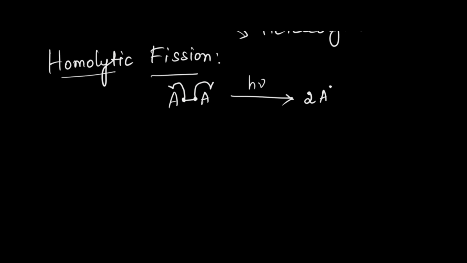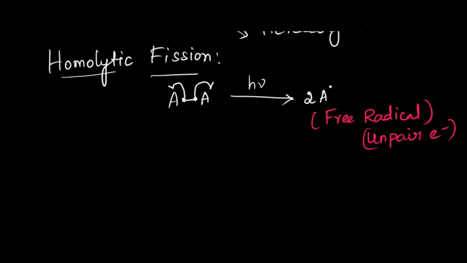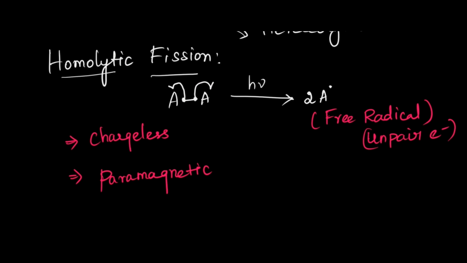And what is this intermediate called? This intermediate is called a free radical, where it has an unpaired electron. Okay, so this is having only one electron, which is chargeless, and since it is having one electron, that is a paramagnetic species. Also called an odd electron species.